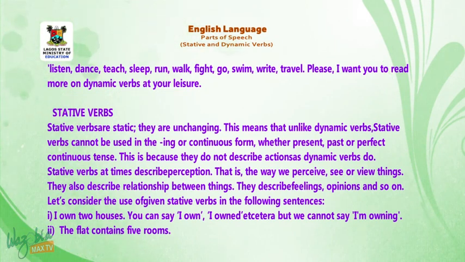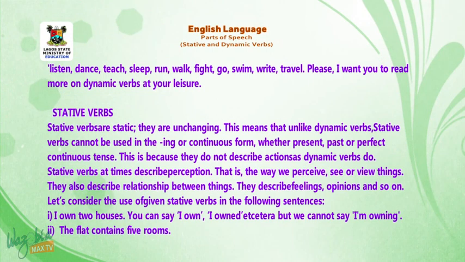Stative verbs. What are stative verbs? Stative verbs are static. They are unchanging. This means that unlike dynamic verbs, stative verbs cannot be used in the ing or continuous form, whether present, past, or perfect continuous tense. This is because they do not describe actions as dynamic verbs do.